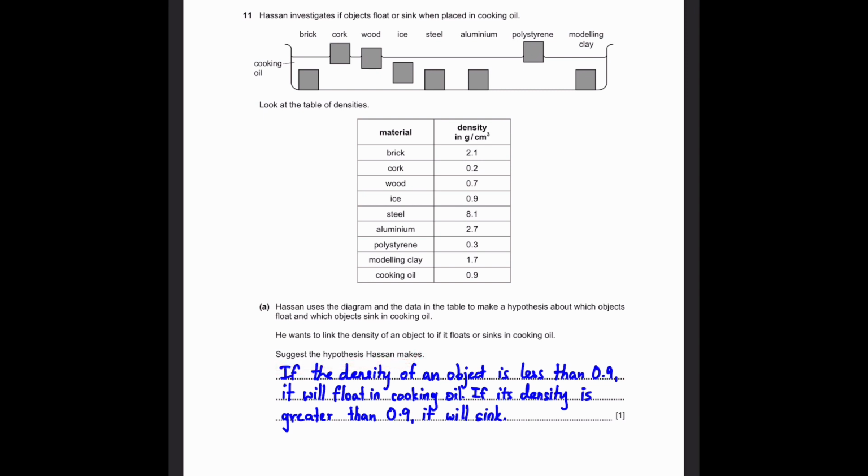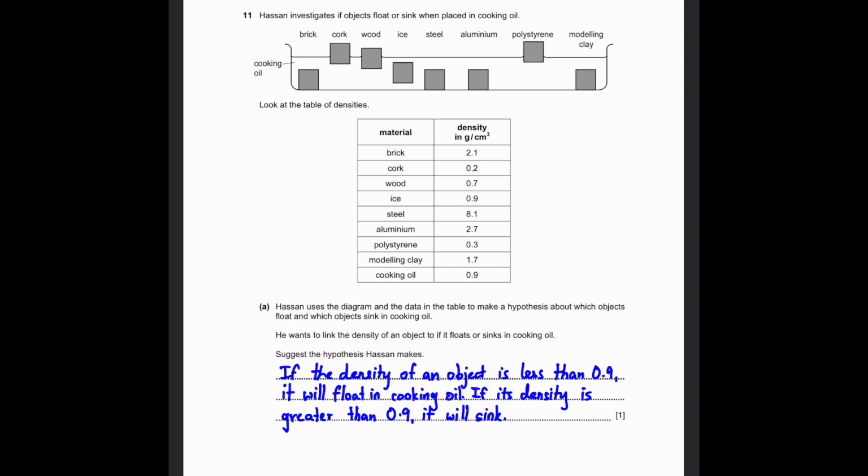We know that the density of cooking oil is 0.9 grams per centimeter cubed. And if the density is less than 0.9 grams per centimeter cubed, then it'll float. That's the rule of density. And the same way, if it's greater than 0.9, it'll sink because it has a higher density. And you can write any one of these points. It doesn't have to be both the points together.